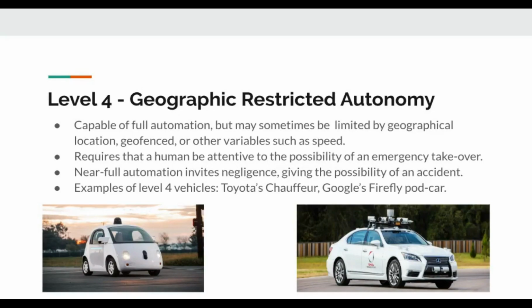Although the vehicle has full automation capabilities, it still requires that a human driver is attentive to all the possibilities in an emergency takeover. These takeovers can include unexpected problems on the roads, or any quick decisions that a computer may not be able to fully comprehend. An ethical issue involving level 4 vehicles is that the near full automation invites negligence, which can increase the probability of an accident. Human drivers must always be vigilant when piloting these vehicles.